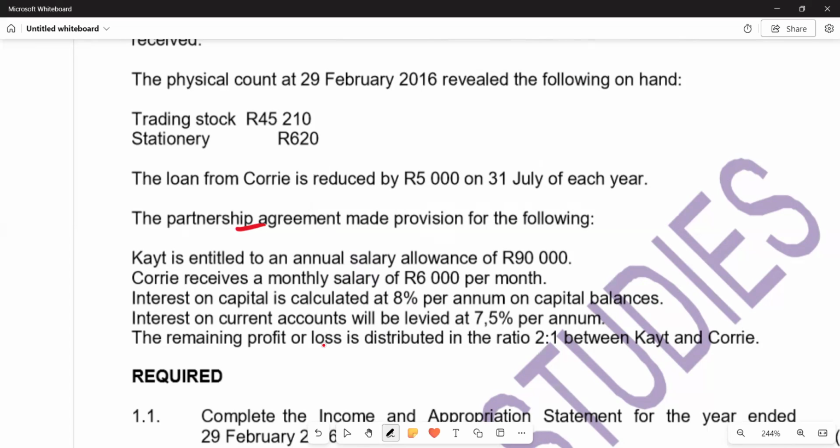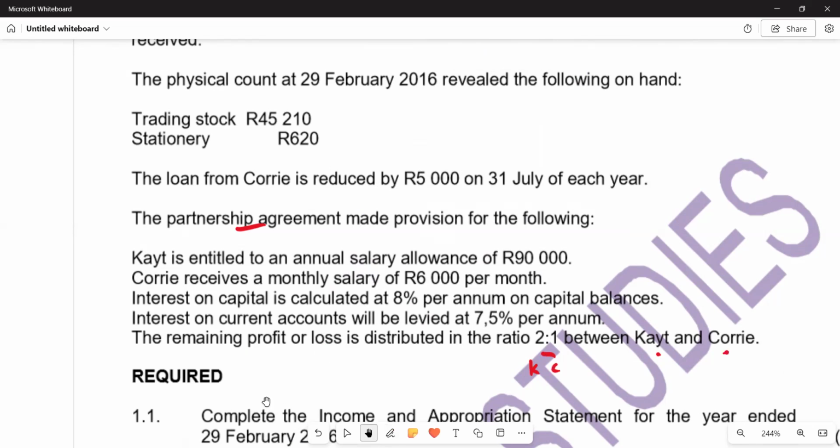But according to this question, we are not having the issue of interest on drawings. And in terms of the profit sharing ratio, again, it's also stated in the partnership agreement. So it is very important for you to go through it before you answer the question. You'd see that it reads, the remaining profit or loss is distributed in the ratio 2:1 between Kate and Corey. So basically what it means is Kate is 2 and Corey is 1. Then you can make a proportion.